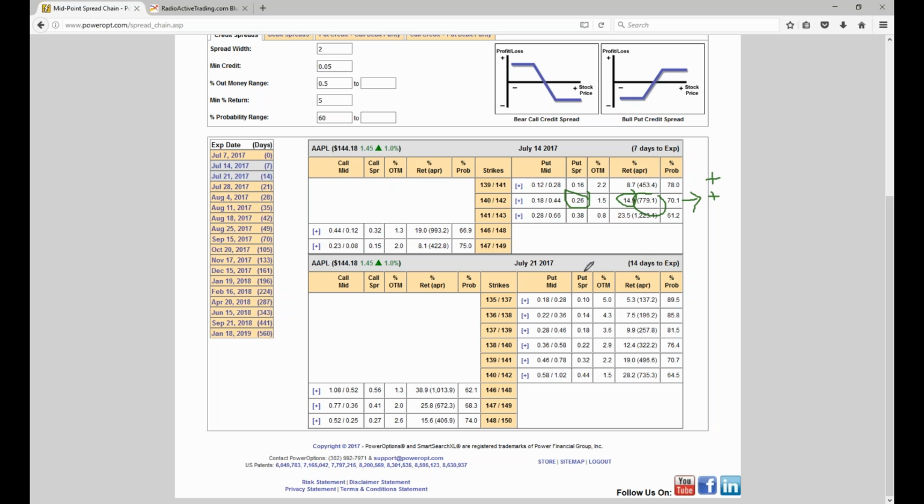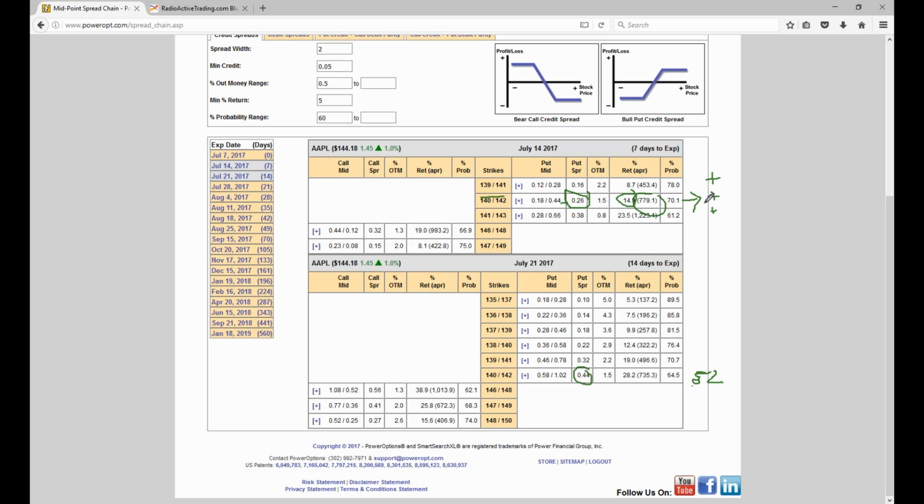So who cares if I'm only getting 26 cents? Because if I did this 2 weeks in a row, that would be 52 cents of net credit total. So if I did a spread on Apple and got 26 cents for July 14th expiration, then assume that I could get close to the same on this one, I'd have 52 cents instead of 44. So it's better to do the 1 week out.